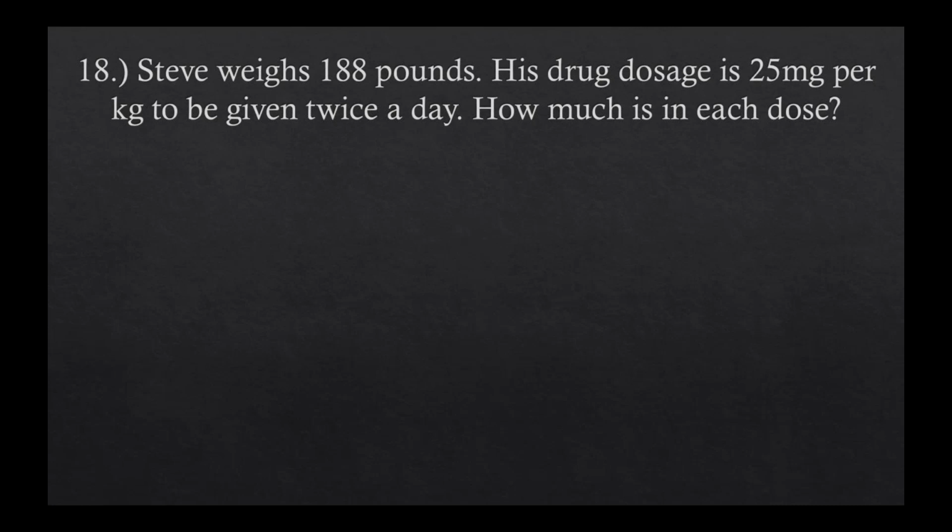So Steve weighs 188 pounds. His drug dosage is 25 milligrams per kilogram to be given twice a day. How much is in each dose? So this is the same process that we have been using. We know that he's 188 pounds. But the dosage is 25 milligrams per kilogram. Well, I don't have his kilograms, I have his pounds. So our first step is to get him out of pounds and put him into kilograms.